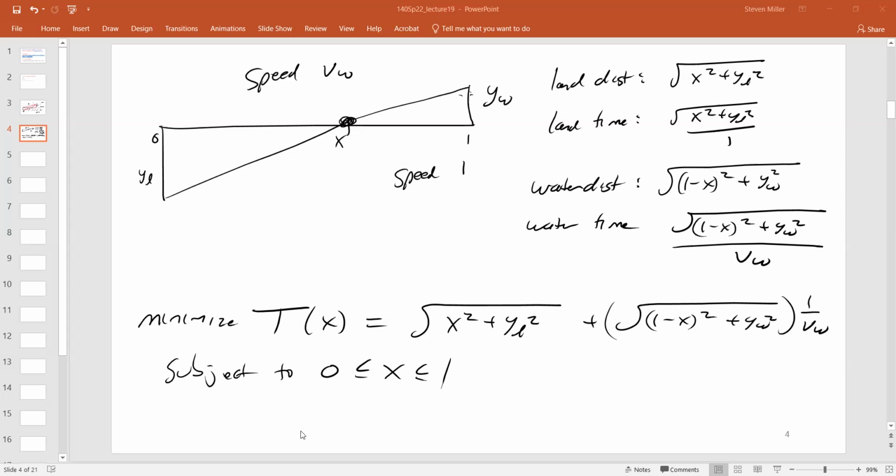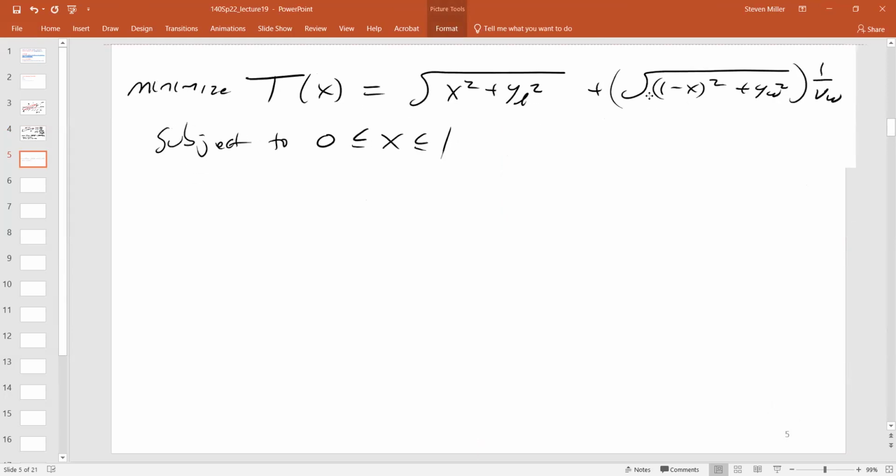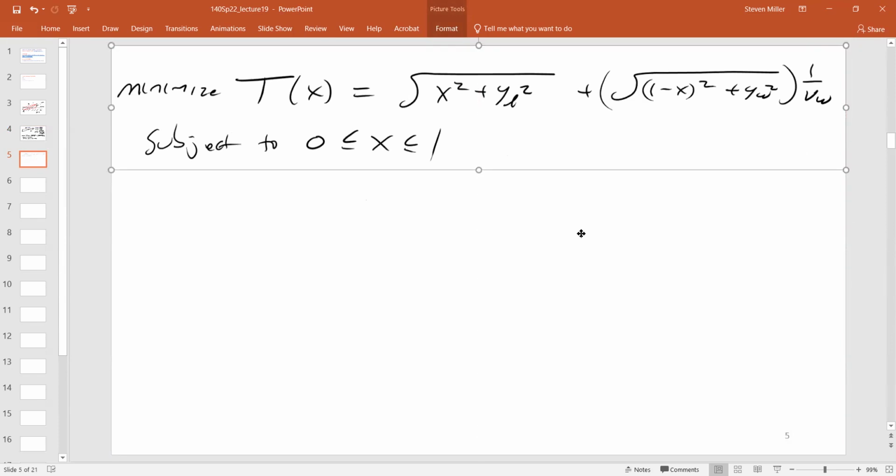Now, when we look at this, it turns out one of the endpoints is going to be very easy. We will assume that VW is less than 1, that the lifeguard swims slower than she runs. So clearly x equals 0 is bad. Okay, so now we have to differentiate this function, evaluate it at the endpoints, and also check the critical points.